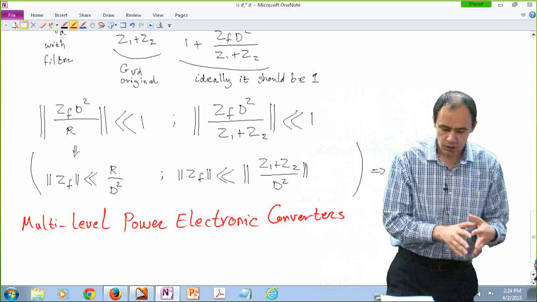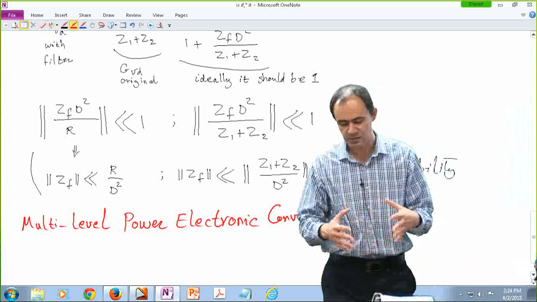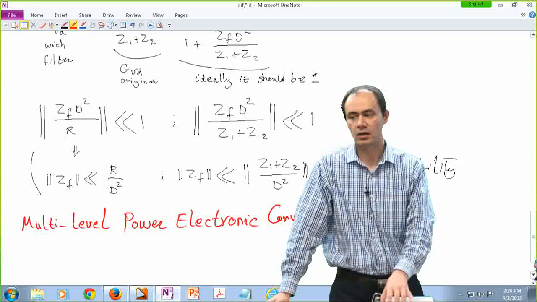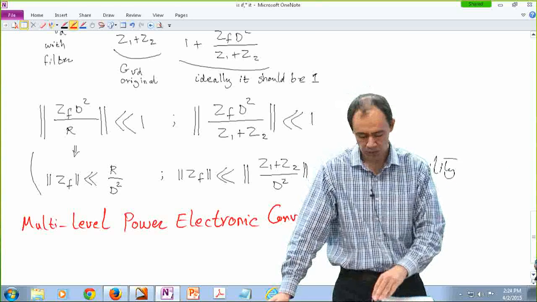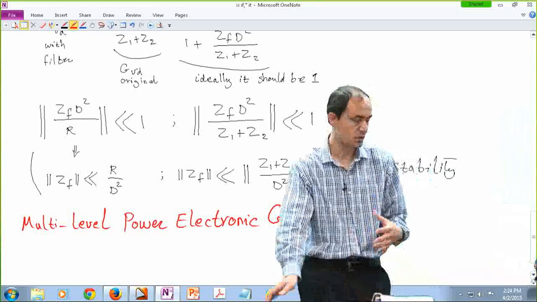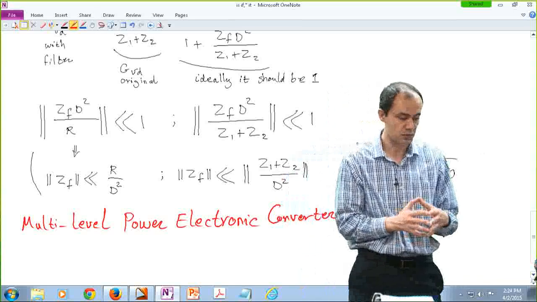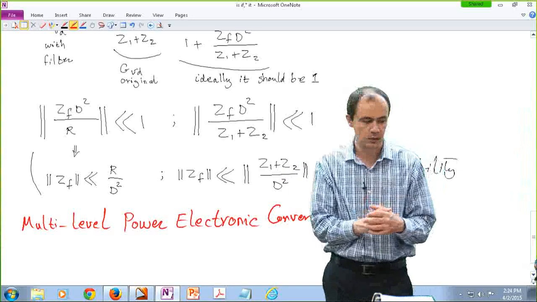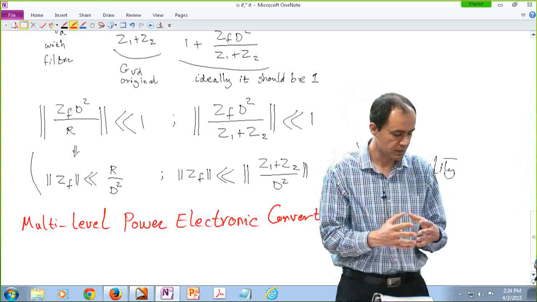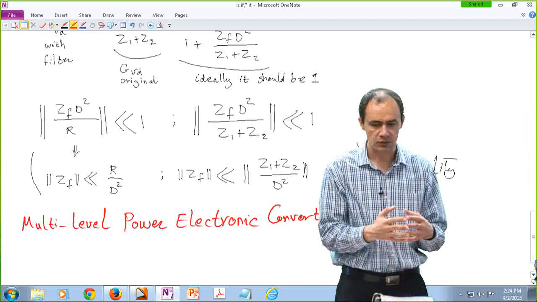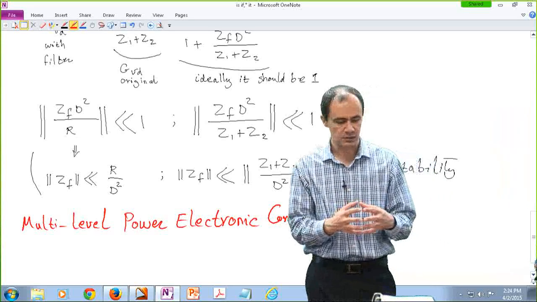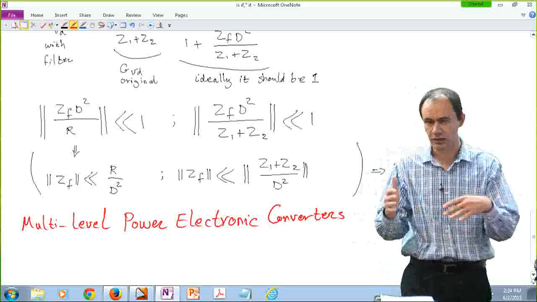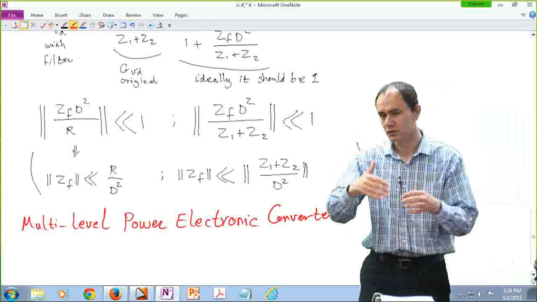Okay, so moving on, we are moving out of this small signal analysis and going into more topological studies of new types of power converters, which are multi-level power electronic converters. 20 or 30 years ago, multi-level converters were not around, primarily because the switches were not reliable, and at the same time, power electronic applications did not exist in the high voltage domain.